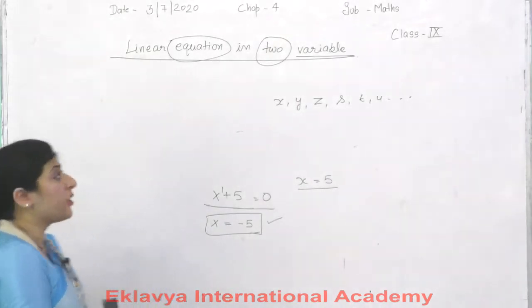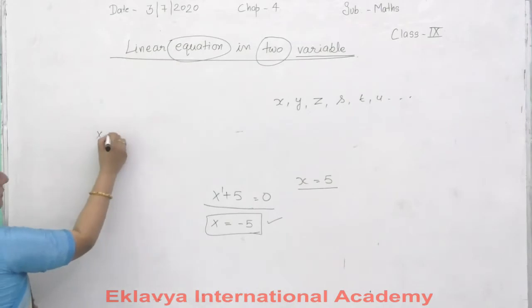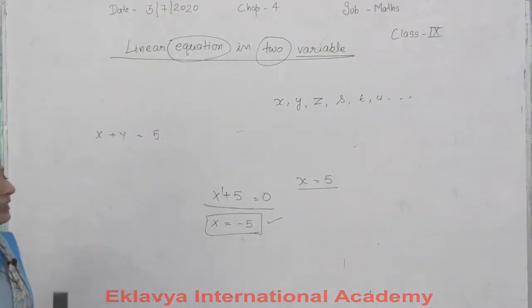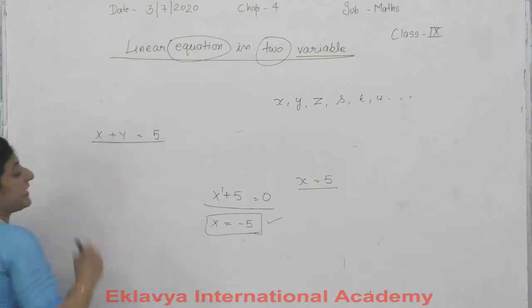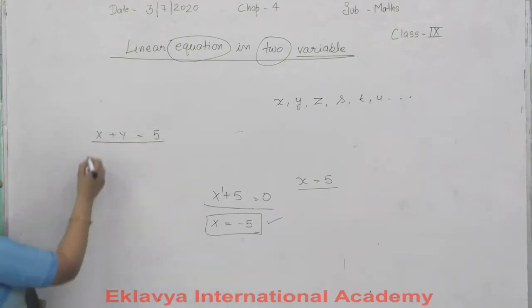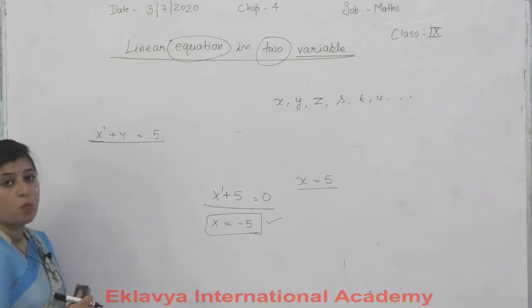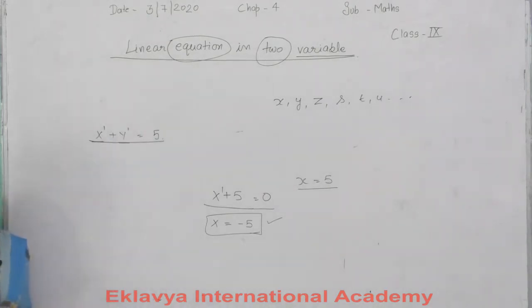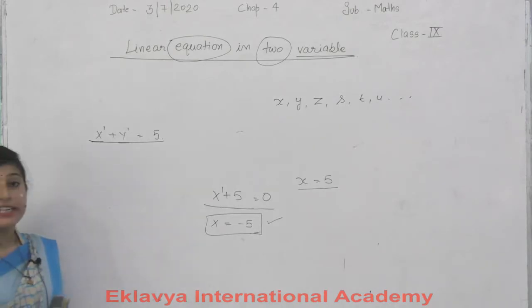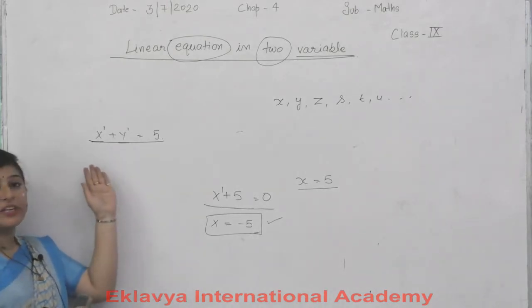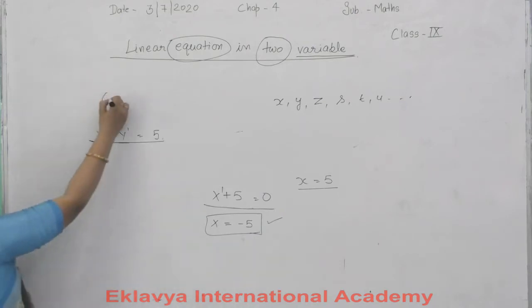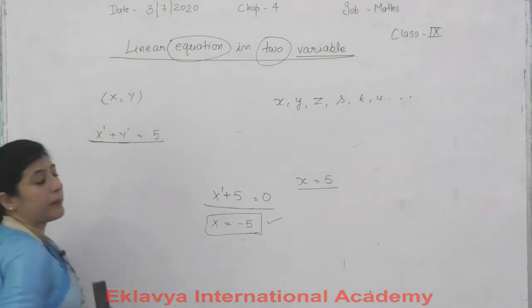But if we talk about two variables, firstly check whether it is linear or not. In this term the highest power is 1. In this term the highest power is 1. The variable's highest power is 1. It means it is a linear equation in two variables. There are two variables, that is x and y.